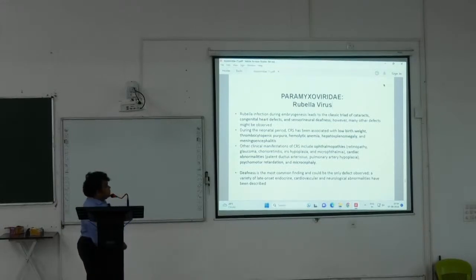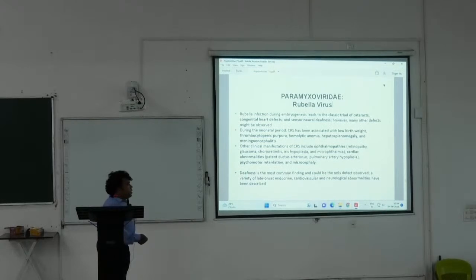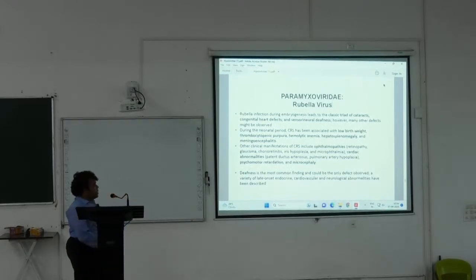Other manifestations will include low birth weight, purpura, hemolytic anemia, splenomegaly, various types of ophthalmopathies, cardiac abnormality, microcephaly. These are part of the congenital rubella syndrome.